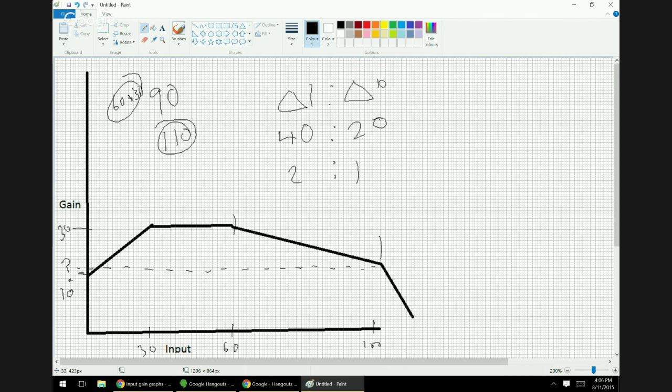Let's just check ourselves to make sure we did that right. The change in input is 40 here. That's simple to calculate because we've got two figures there. The change in output is going to have to be 20 to get 2-to-1. So let's check if we've actually got that. 60 plus 30 is 90. 100 plus 10 is 110. 90 to 110, that's 20 dB. 40 to 20, which equals 2-to-1.